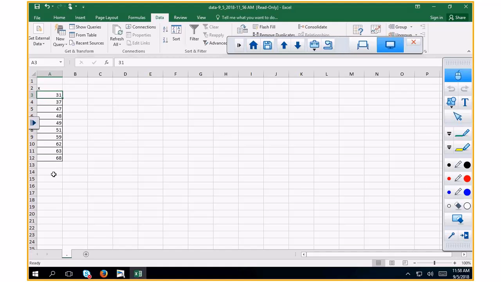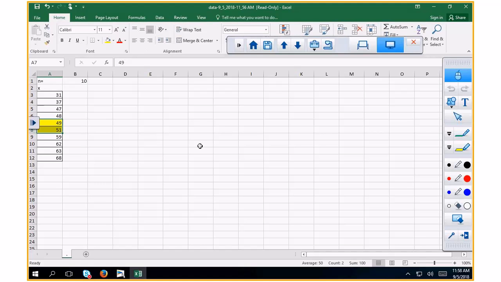What does N equal? Well, how many do we have? 1, 2, 3, 4, 5, 6, 7, 8, 9, 10. So N is equal to 10. N is equal to 10, so therefore it is even. So I have to find my two middle numbers, which are going to be those two numbers right there, and I'm going to highlight those for later. Highlight those two yellow, and we're going to use them later for the median.